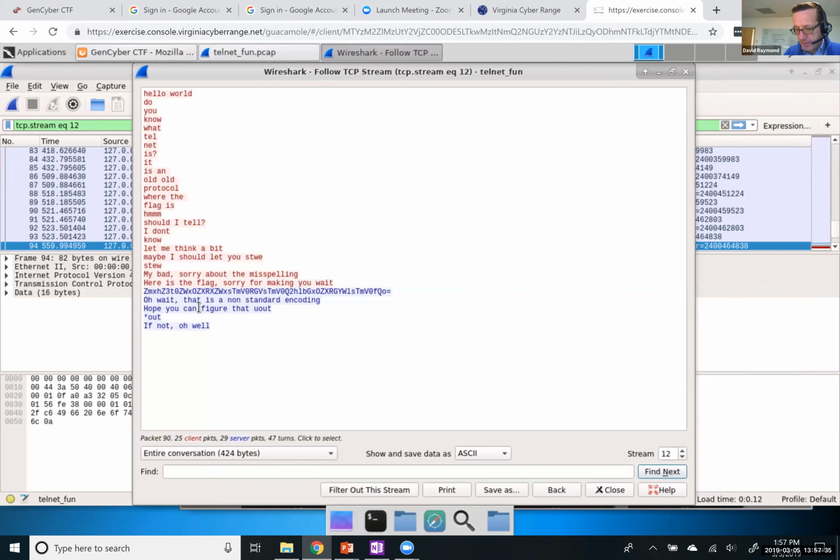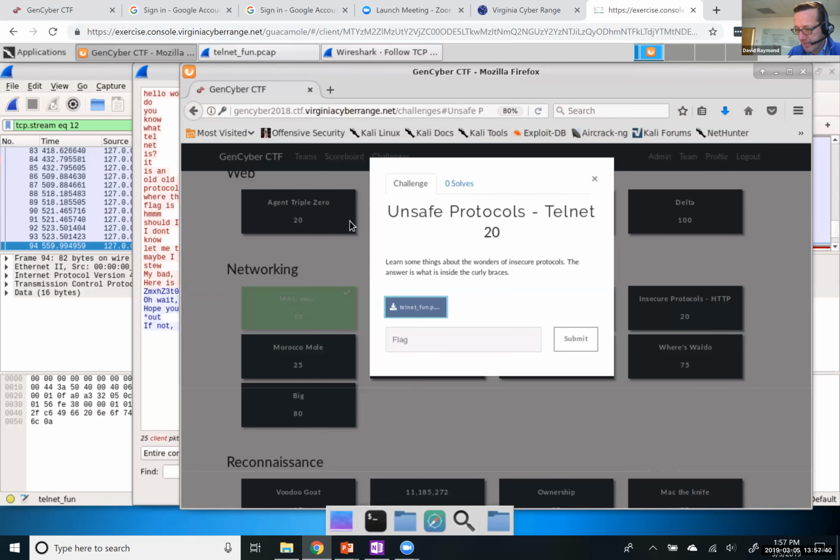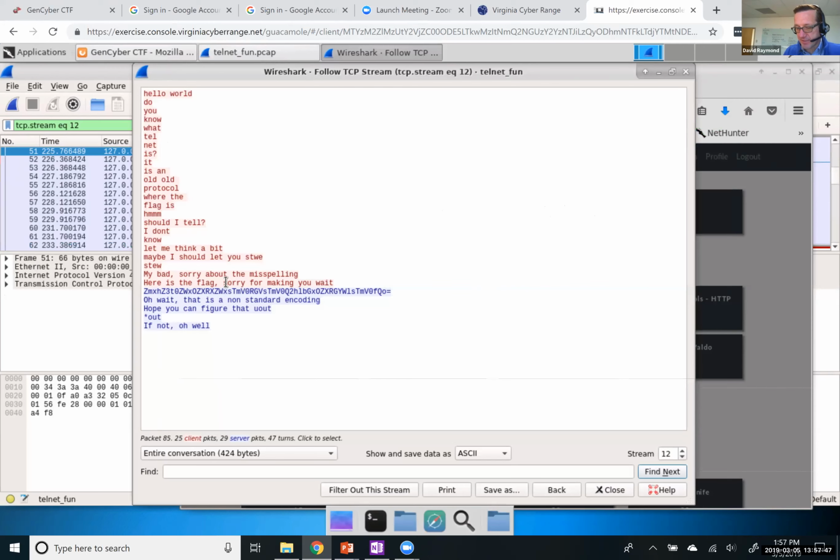It says, oh wait, this is... so if you remember the hint, let's go back to the hint. The hint said, the answer is what is inside the curly braces. Okay, if I go to this, it says, here's the flag, but there's nothing inside curly braces, so that makes me say to myself, maybe that's not the flag. Oh wait, that is a non-standard encoding, hope you can figure out, if not, oh well. Okay, so this challenge isn't as clearly straightforward as we were hoping it was going to be.